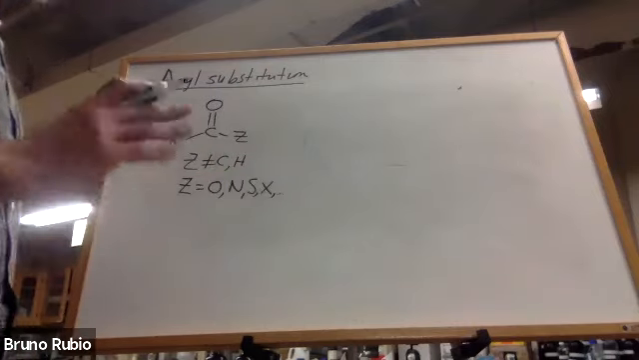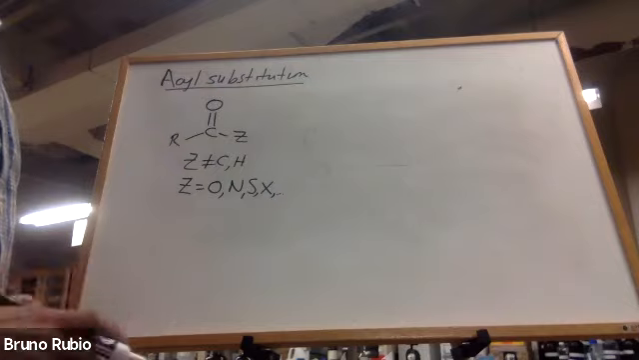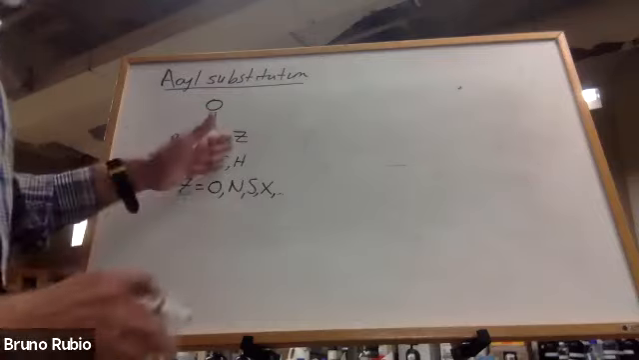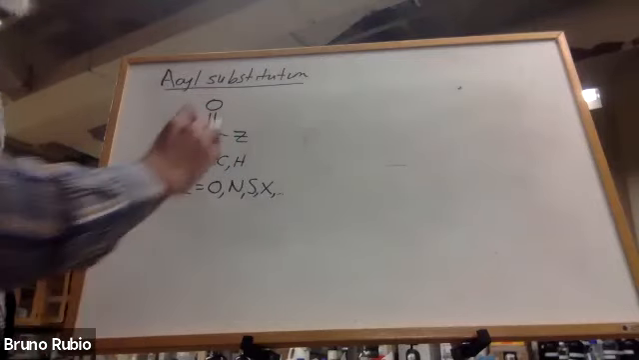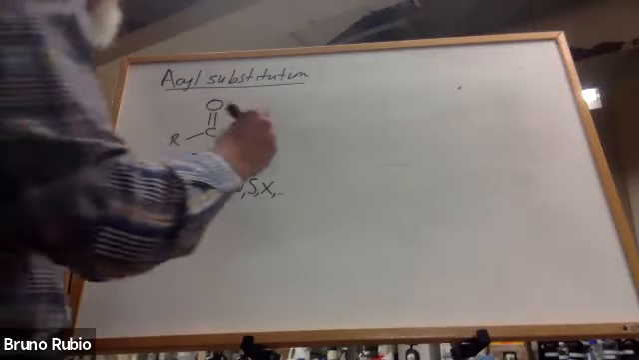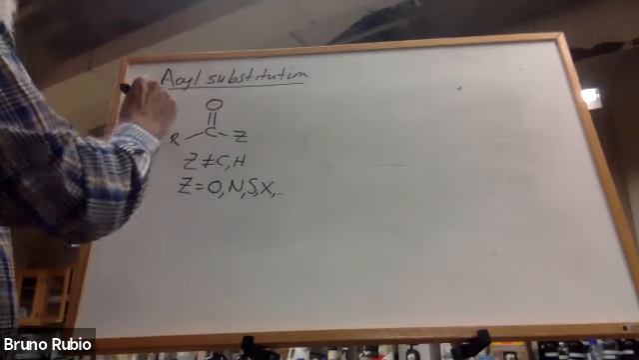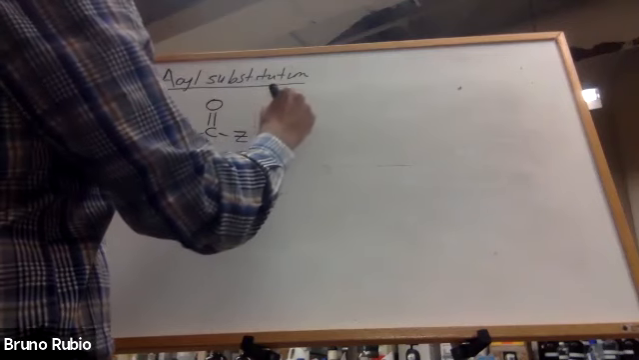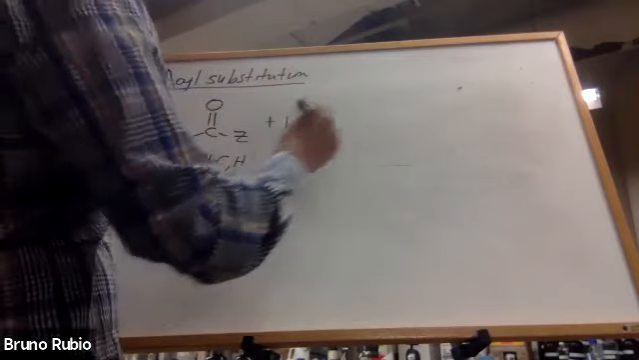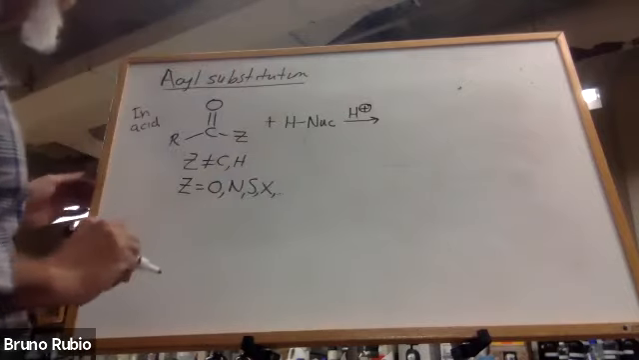Acyl substitution can happen under acidic, neutral, or basic conditions. But whatever the conditions are, the end result will be whatever this group is that is not carbon and not hydrogen. That is going to go away, and its place will be taken by the nucleophile. So in acid conditions, the nucleophile enters with its nucleophilic atom protonated, and so put H plus over the arrow to show it's acidic conditions.